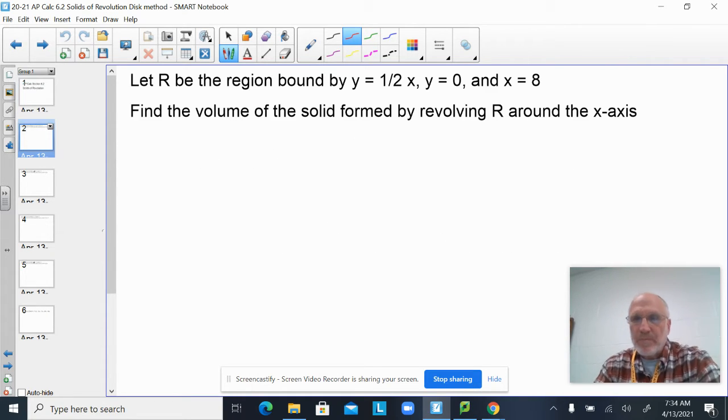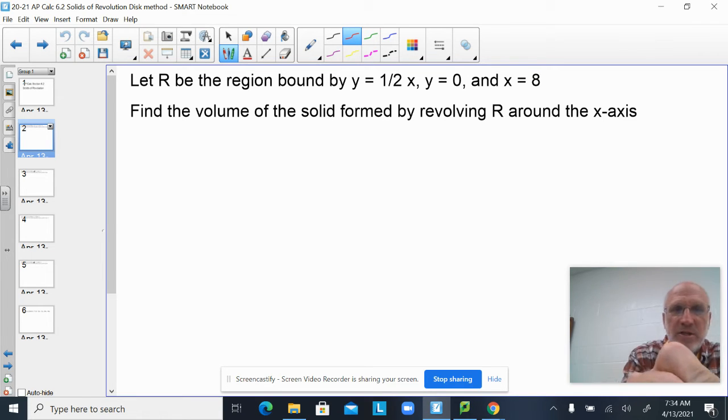Okay, so let's look at an example. It says, let R be the region bound by, and I have three equations, y equals 1/2 x, y equals 0, and x equals 8. It says, find the volume of the solid formed by revolving R around the x-axis.